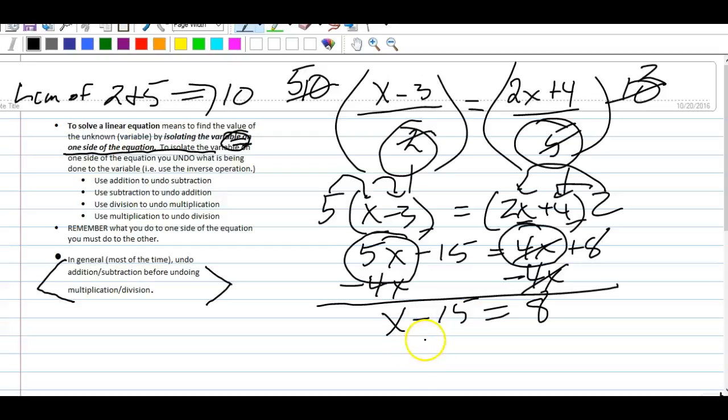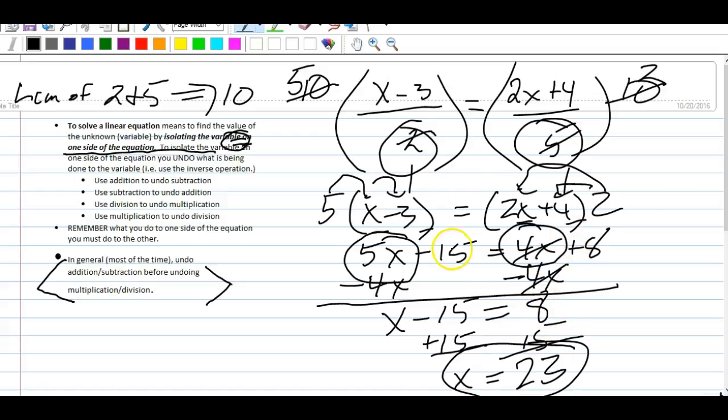To solve for x, I simply add 15 to both sides, and x is equal to 23. You should always check these. Some of them you can check mentally. For example, if I take 23 and plug it in for x here, 23 minus 3 is 20. 20 divided by 2 is 10, so this becomes 10. If I plug 23 in for x here, 2 times 23 is 46. 46 plus 4 is 50. 50 divided by 5 is 10. So the left side is equal to the right side.